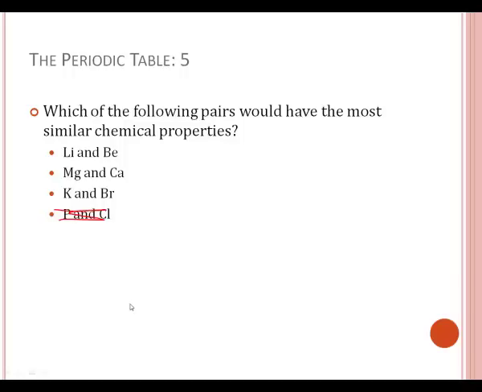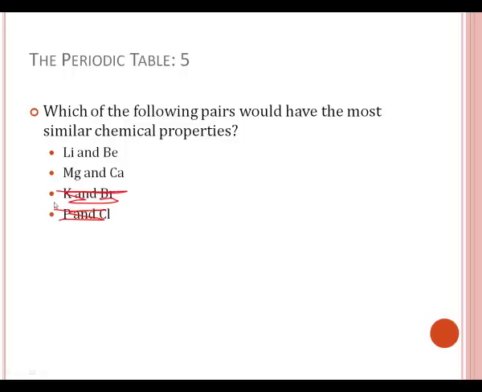If we look at potassium and bromine, that's atomic numbers 19 and 35, they're at complete opposite ends of the table. So it's not going to be these guys. Then that leaves us with lithium and beryllium and magnesium and calcium. Lithium and beryllium are right next to each other on the periodic table, atomic numbers 3 and 4. Magnesium and calcium are atomic numbers 12 and 20, and they are on top of one another.